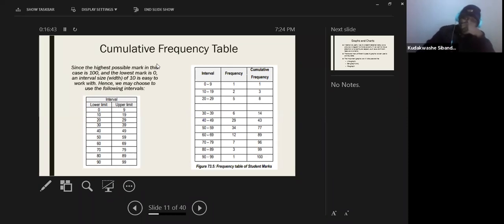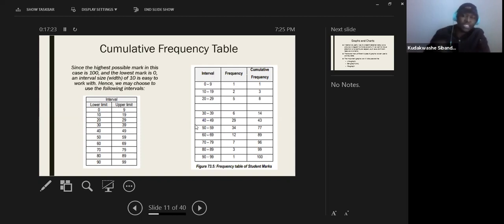Now what you need to understand is, we know that the lowest mark that a person can get is 0, and the highest possible mark that a person can get is 100. So basically, it depends. When you're creating a cumulative frequency table, if they don't give you the class intervals, you can just use your intuition, right? Maybe you can use 0 to 9, or you can use 0 to 19, depending on how you feel comfortable creating the intervals. But in this case, they gave us these intervals, right?